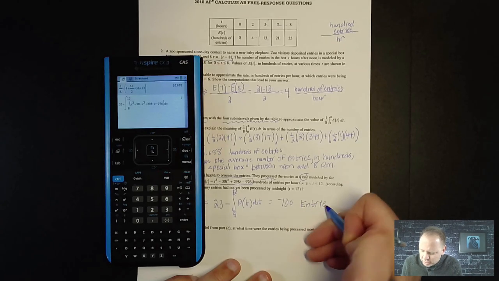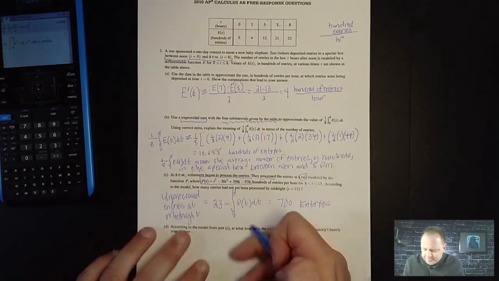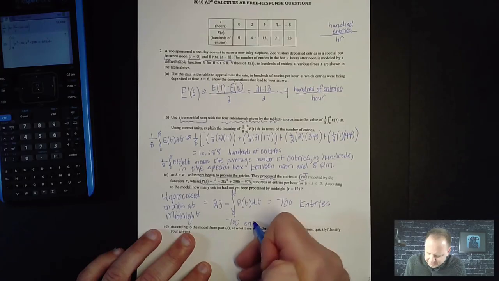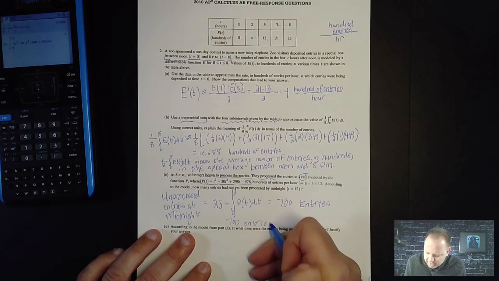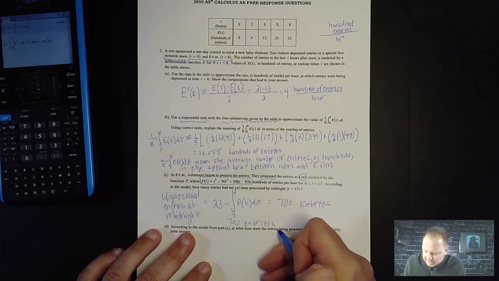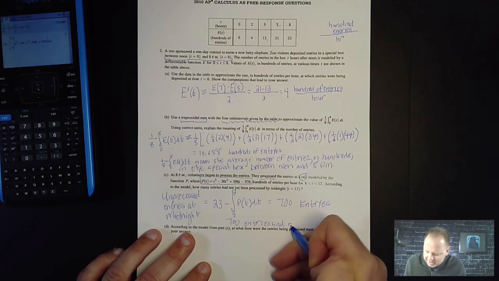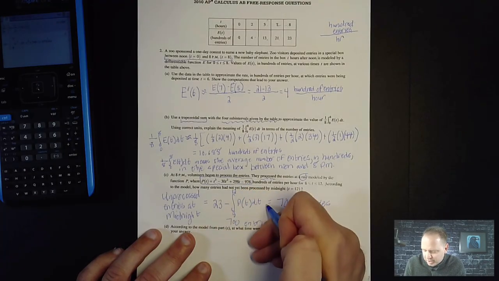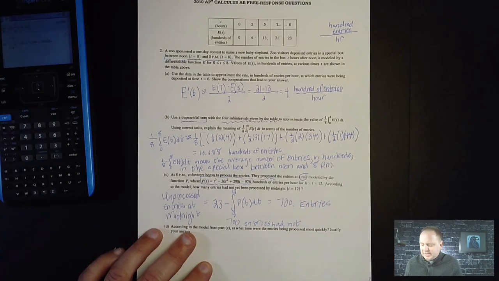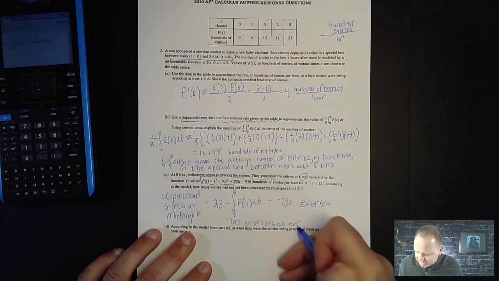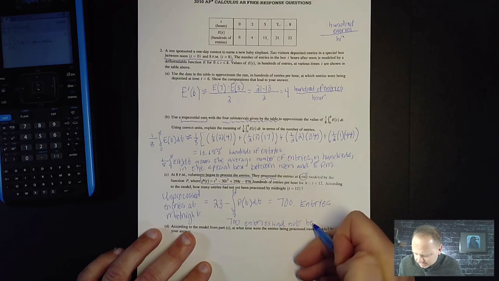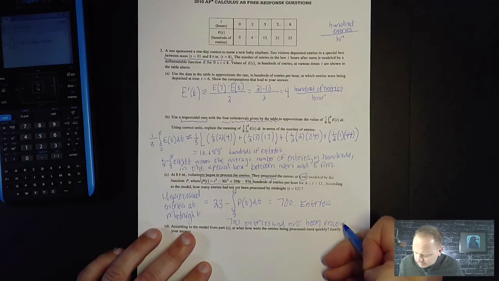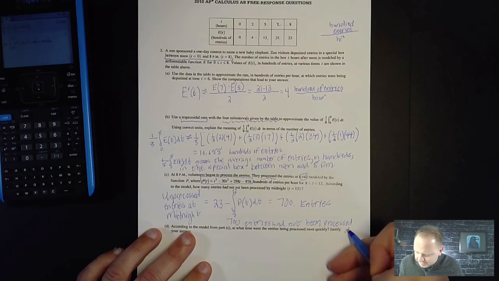And I would probably write just a quick sentence on this. I would put 700 entries. Remember what we're answering. Had not been processed. That's what we want. Had not been processed. We started with how many were in there. We subtracted how many we accumulated as processed, but there were still 700 left. So 700 entries had not been processed at midnight.